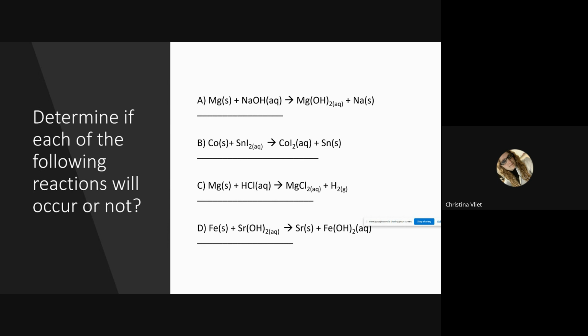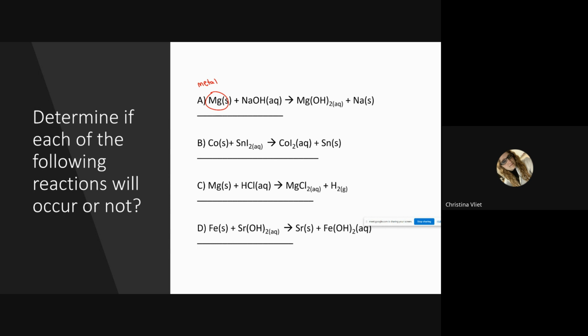So let's take a look at each one. And then take a look at the first one. The question is a yes or no question. Will each of these happen? What do we have to check to know if it happens or not? What is the comparison we have to make? If this is a metal, which it is, then it's looking to replace what in the compound? What is it trying to replace?